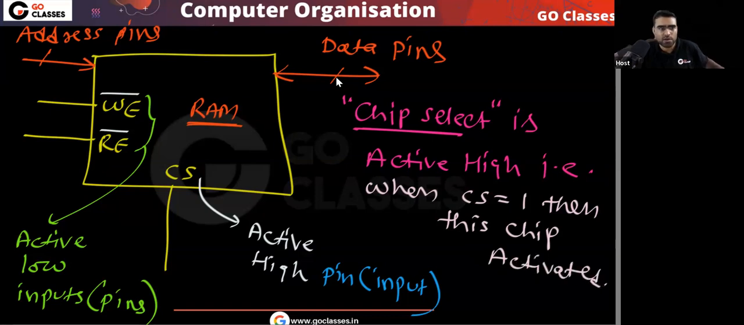Very simple. You can see this is active high, meaning when it is high, it will be activated. When I apply 1 to this chip select, this RAM will be activated. So very simple.